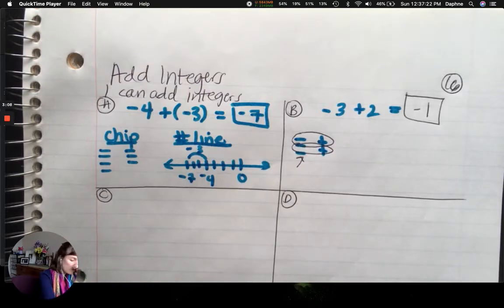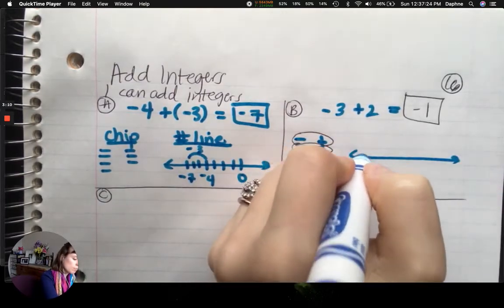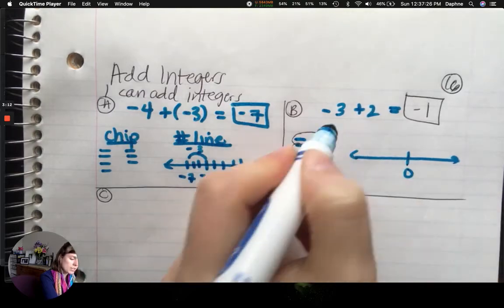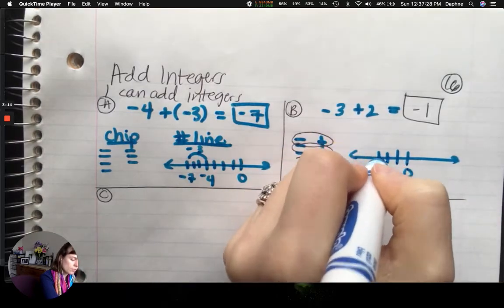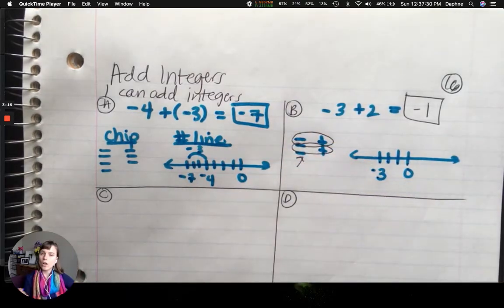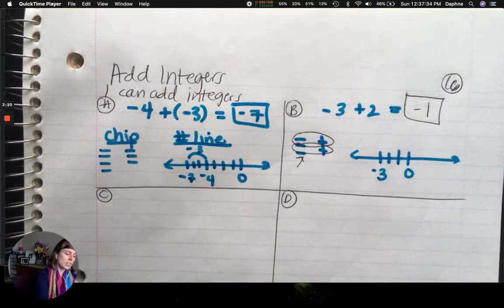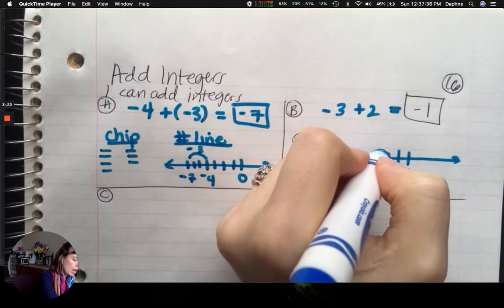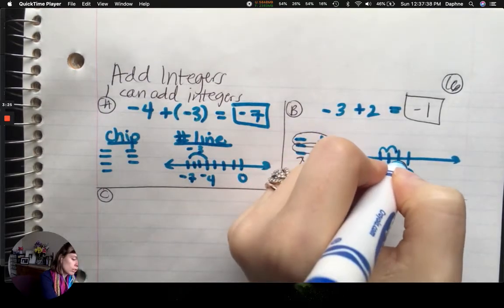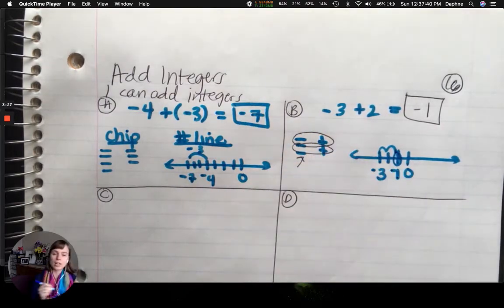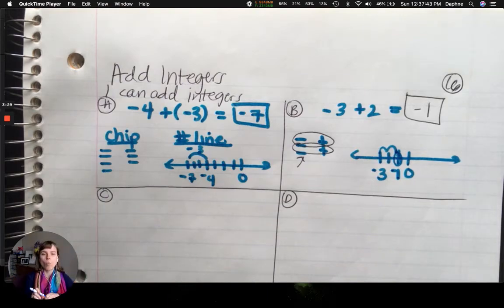If I did this on a number line, I would be starting at -3. And now, if I owe you $3, I'm going to give back $2. I just suddenly did some chores. I have $2 to my name. I'm going to add 2. And now my answer will be, my debt to you is -1 because I paid down 2 of those dollars.